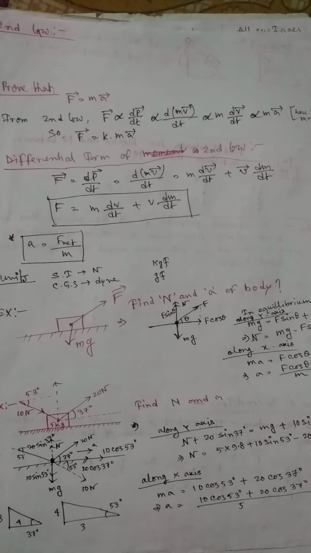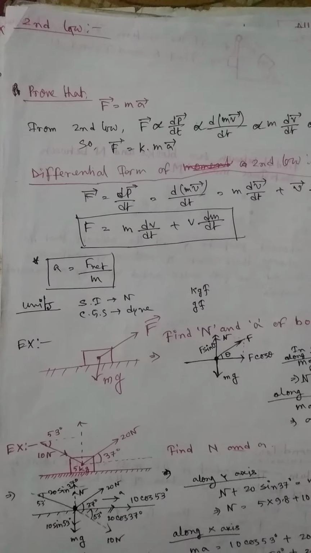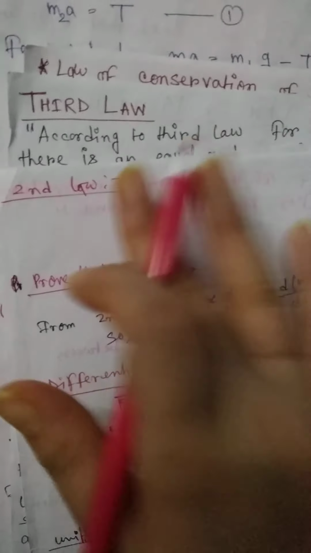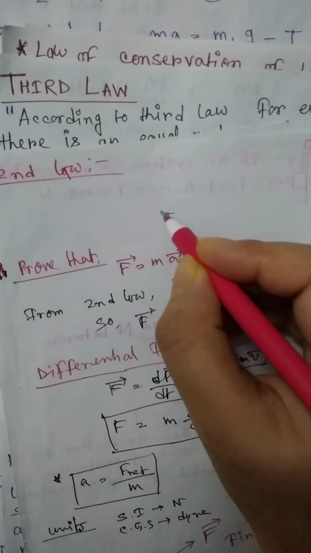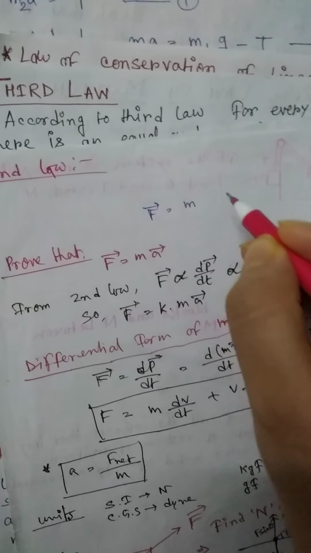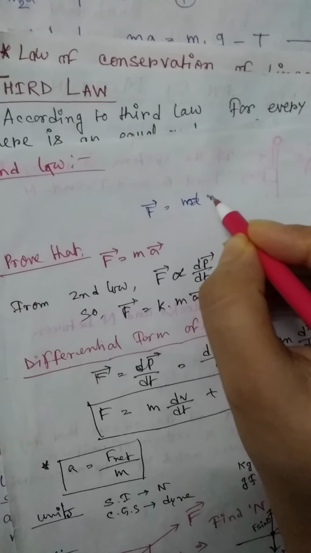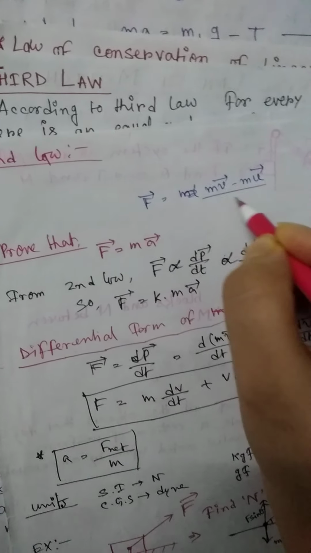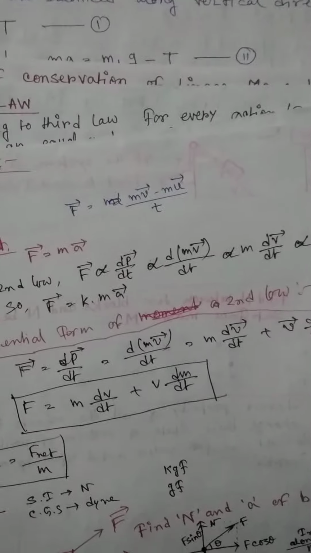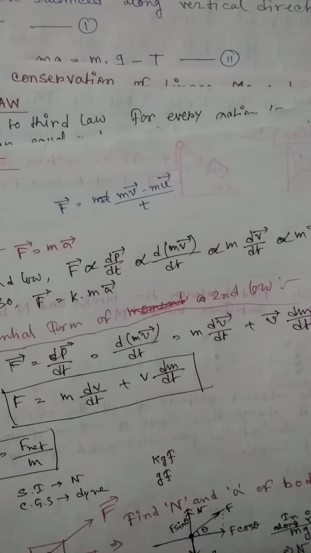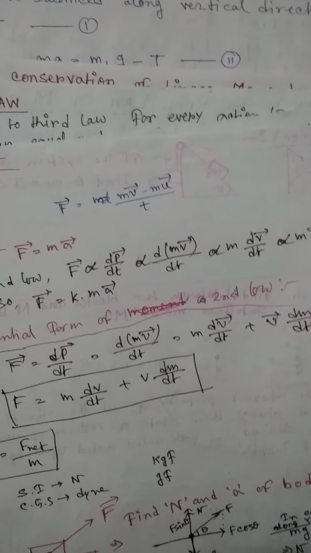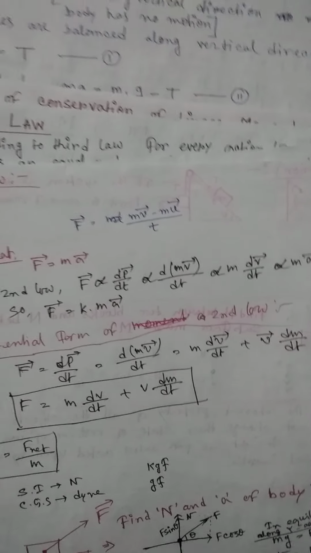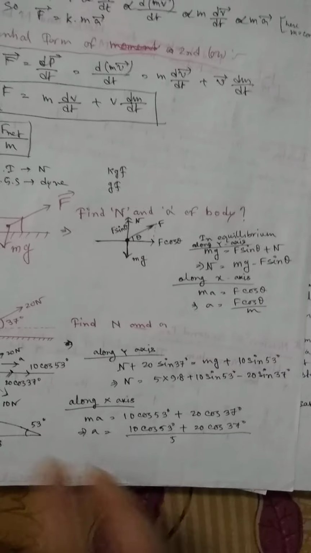Okay, so just look here. Here I am proving this. The mathematical form of the second law is F vector equals m v minus m u by t. Here m into v represents the final momentum, m into u represents the initial momentum, and t represents the time taken to change this momentum.